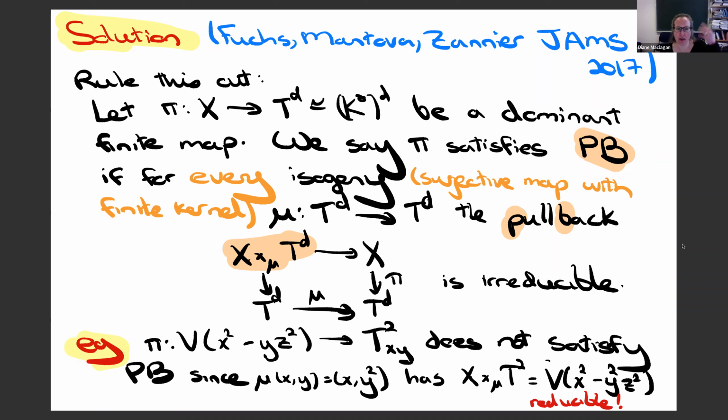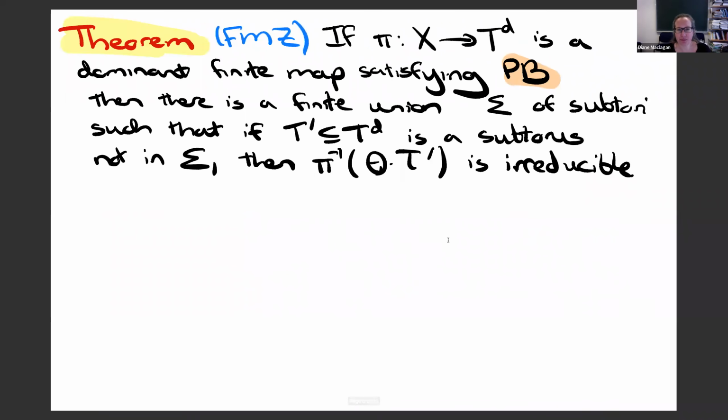Once we've made this restriction, that we're going to look at these dominant maps that do satisfy PB, then the Fuchs-Mantova-Zanier result tells us that there is a finite union of bad subtori such that if T prime is a subtorus not in this finite union, then the pullback of any coset will remain irreducible. I can see Martin Sombre in the audience. This is also extended in work of Sombre and some collaborators to be a bit more explicit about how this works.